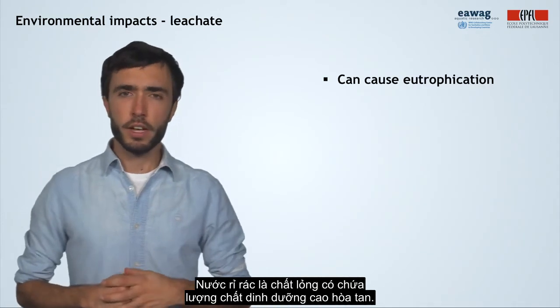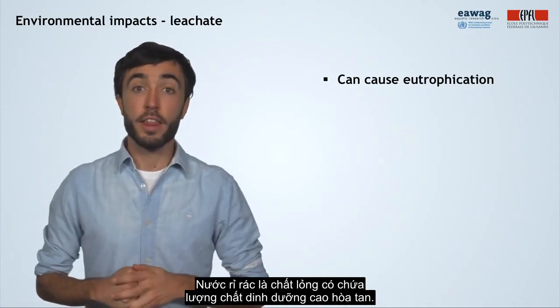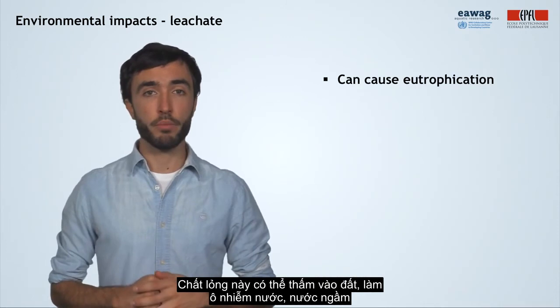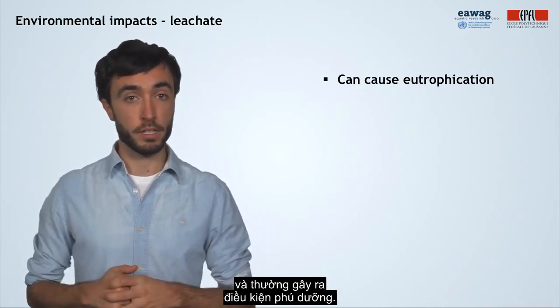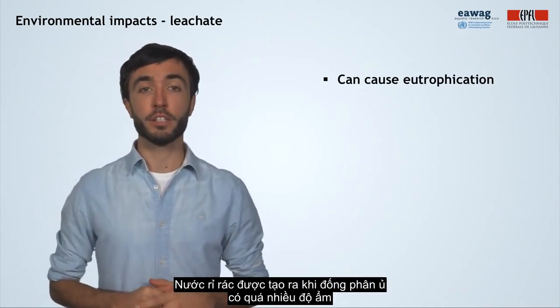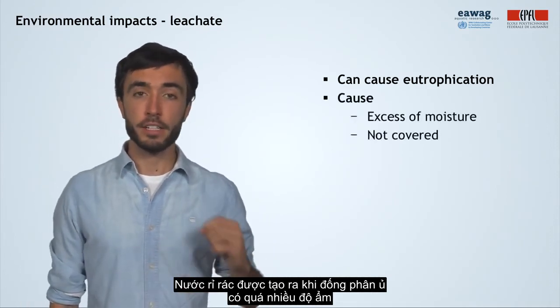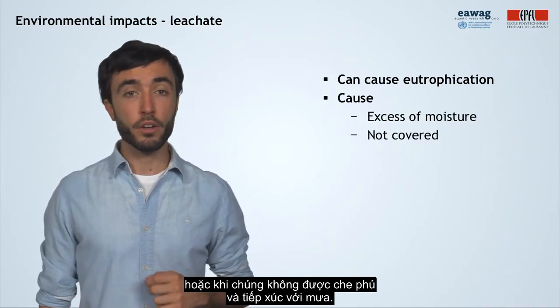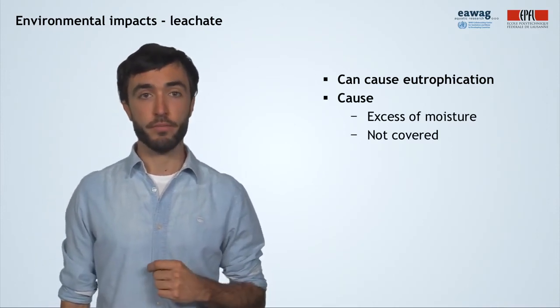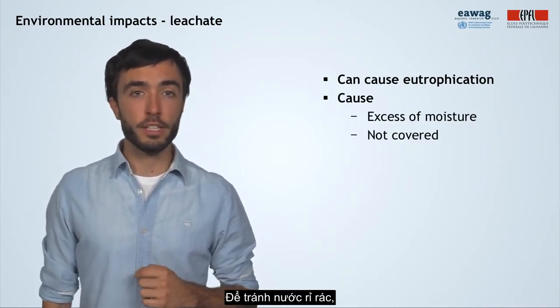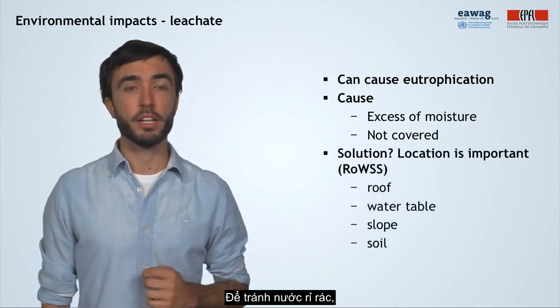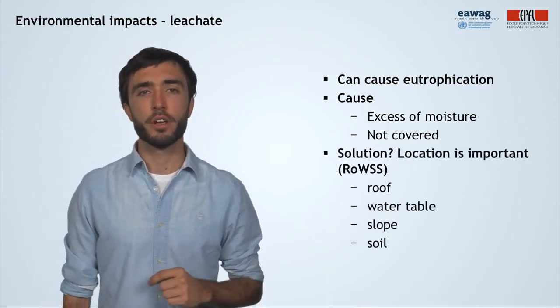Leachate is a liquid containing high amounts of soluble nutrients. This liquid can penetrate soils and pollute surface and groundwater bodies, often causing eutrophication conditions. Leachate is generated when piles have an excess of moisture or when they are not covered and are exposed to the rain. In order to avoid leachate, the location of composting installations is an important aspect to consider.